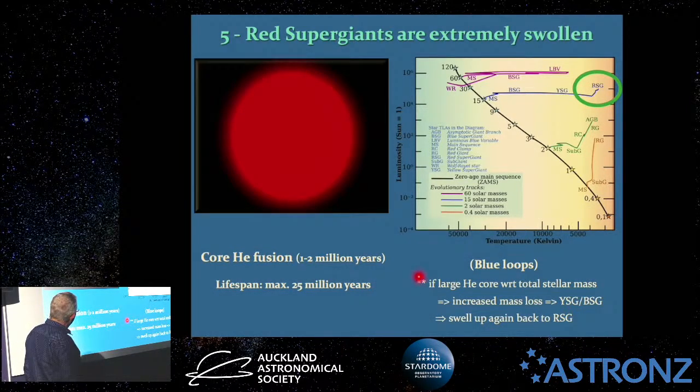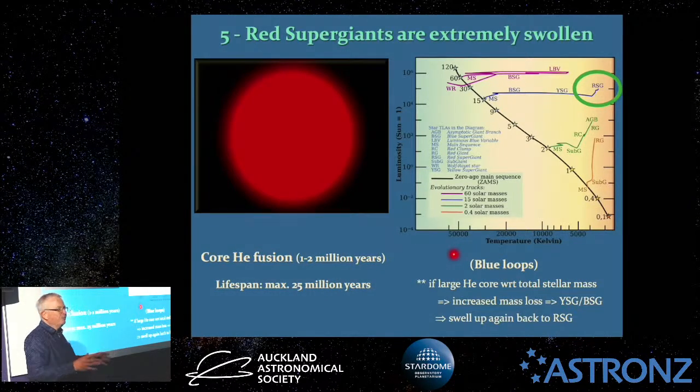I wanted to talk about the concept of blue loops. This is an interesting little concept for evolution. You'll see this term when you start picking up a book or a paper on red supergiants, and you think, what's a blue loop? Well, all it is that if the helium core in a star, in relation to its overall mass, is above a critical amount, the star gets really, really hot, and it starts shedding off its outer layers.